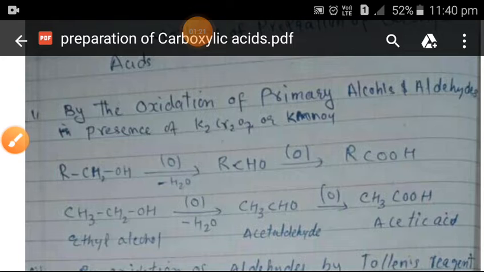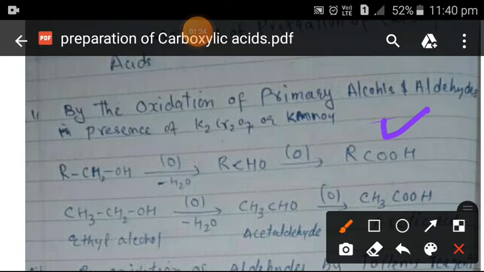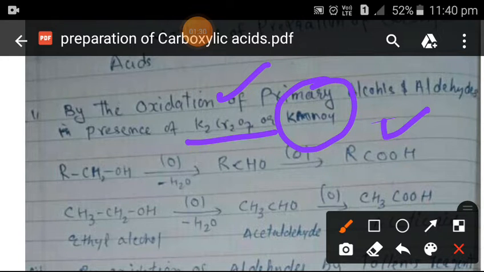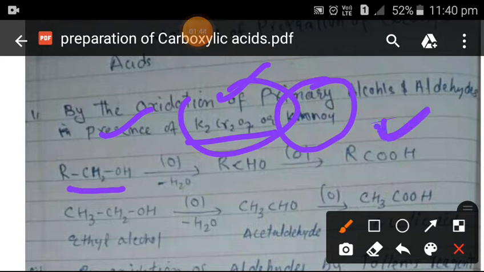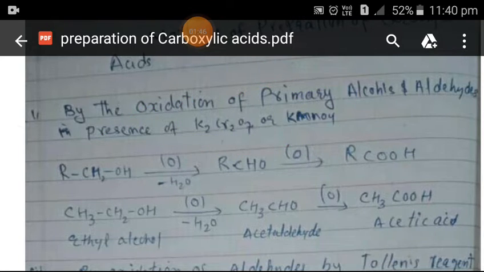In order to prepare the carboxylic acid, you may use potassium dichromate or potassium permanganate, acidic or alkaline solutions. Clear? So in order to prepare the carboxylic acids, primary alcohols are treated with these reagents, and the carboxylic acids can be prepared.